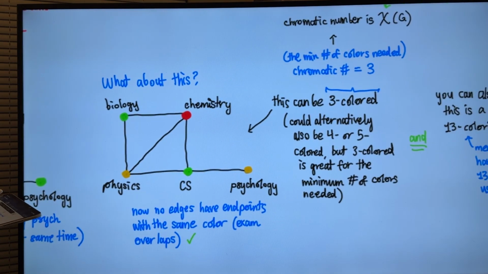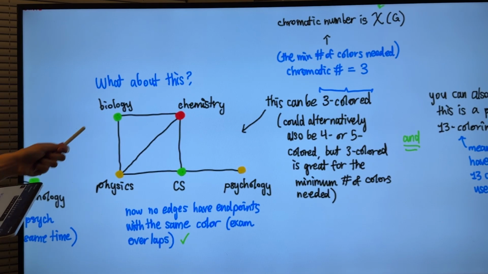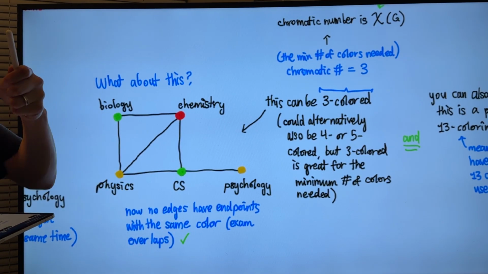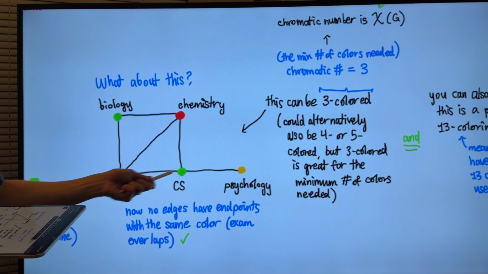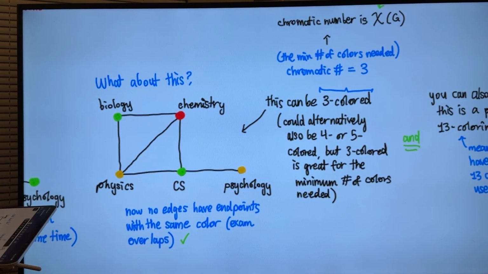So now what about this? We have 3 different colors here, 3 different time slots, okay? Does this work? Well, let's see. Bio and CS have the same exam time, but there's no edge between them, so it's okay. CS and Psych are next to each other, but they don't have the same color. They don't have the same time slot, so it's okay.